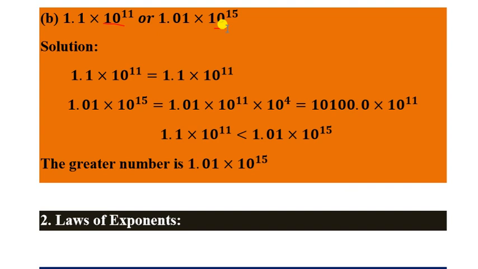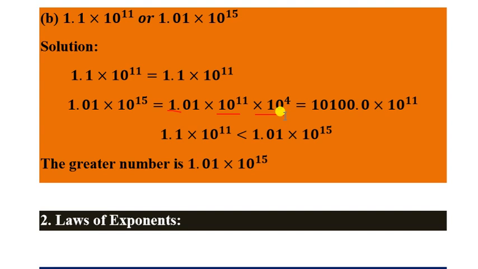So we'll try to convert the given exponential forms into the same form of exponential. How? See here 1.1 into 10 to the power 11. It is already present in the simplest form, because 10 to the power 11 is the smallest. So no need to simplify it. But we'll try to simplify this 10 to the power 15, converting it to 10 to the power 11. How will we convert? See, 1.01 stays the same, we are not going to change this number. But 10 to the power 15 we can write as 10 to the power 11 and 10 to the power 4, because if you add 11 and 4, you will get 15.